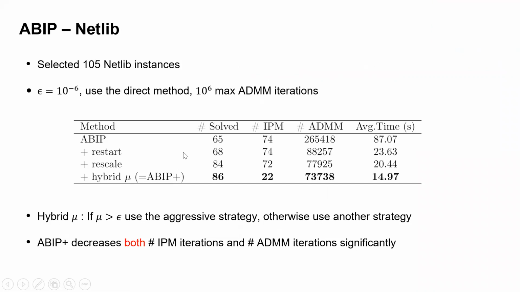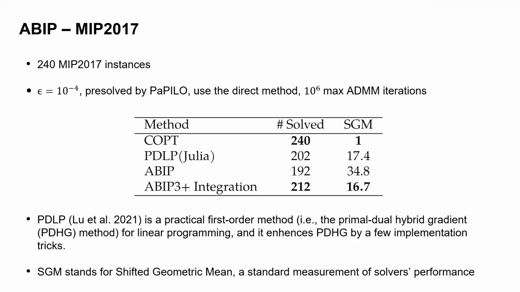Yes, good question. Okay. Potentially you can try proximal ADM to further reduce the number of ADM iterations. Okay. Thank you.